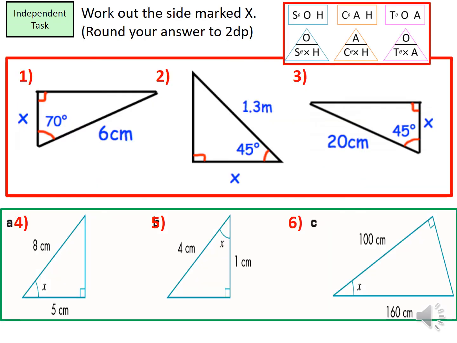Alright guys, for set 3 and set 4, please have a go at the red and green questions. Select any two from the red section, select any two from the green section. And for set 5, please only do the red questions. Once you've done that, upload your answers to Class Charts and they will be checked. Thank you.